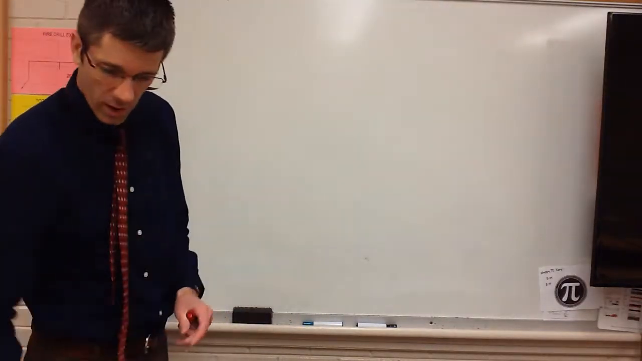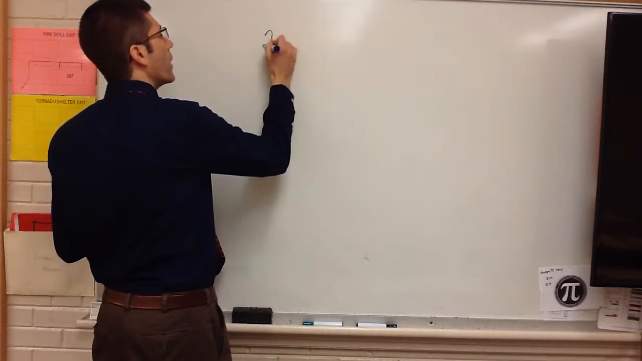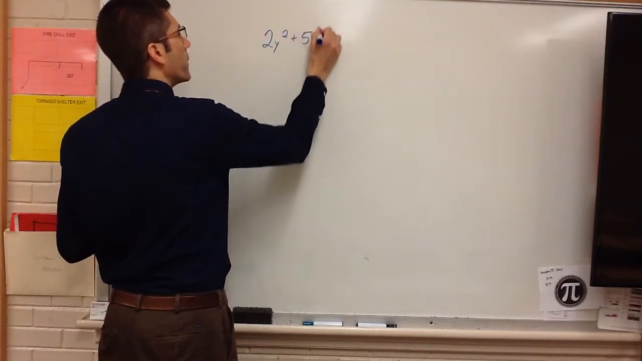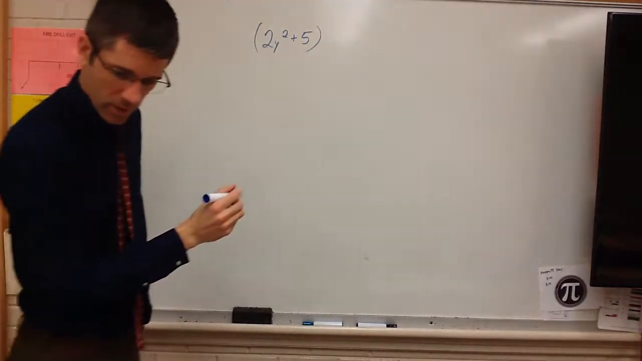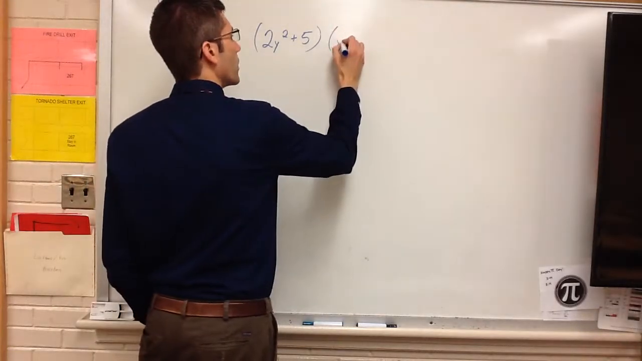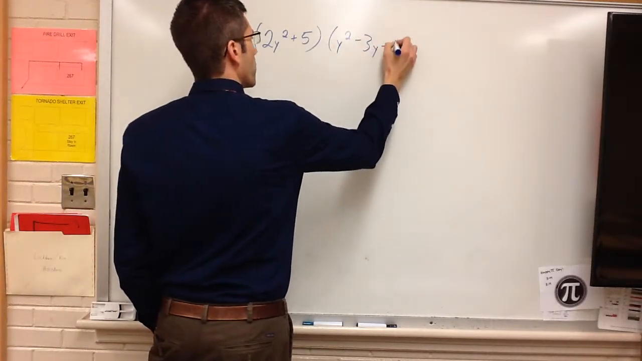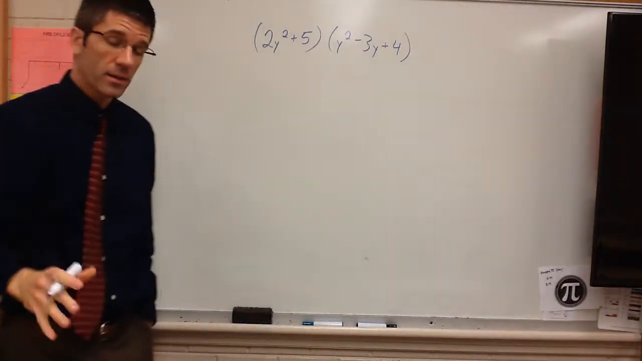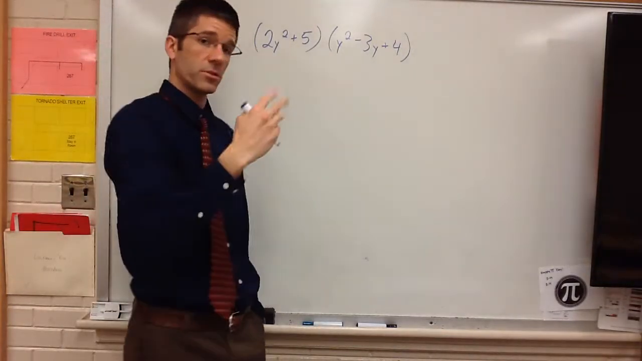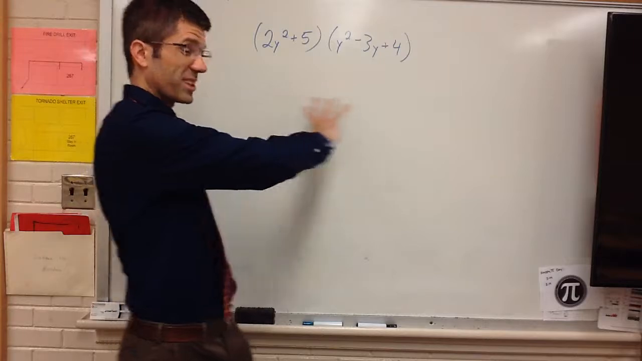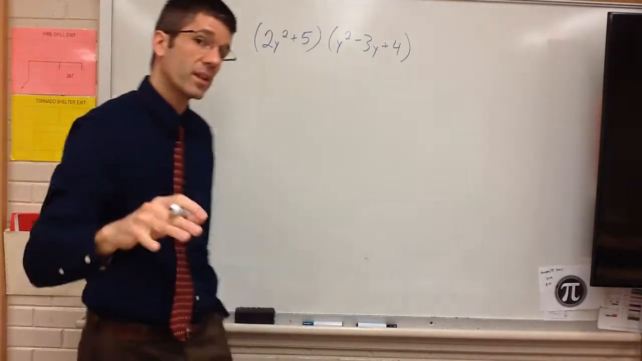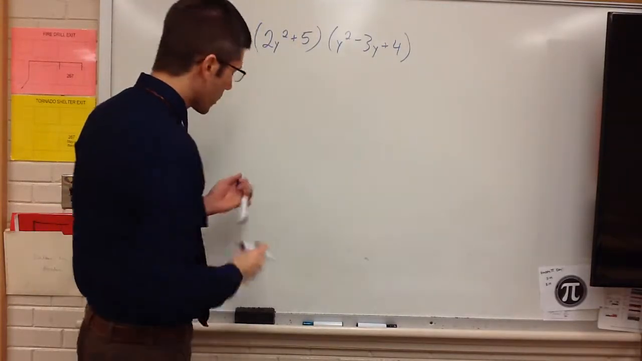All right, we have 2y squared plus 5. And we have y squared minus 3y plus 4. And we're going to do the same thing. Notice we have 2 terms times 3 terms. 2 times 3 is going to give me 6. We're going to have 6 terms here. We'll clean it up. Probably have less than that when we're finished. But that's what we're going to have at first.